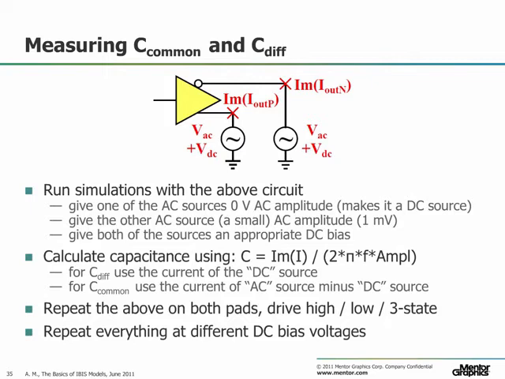This way, the current measured in the 0 AC source will give us only the differential components of the capacitance, while the other source will give us the total capacitance including the differential and common mode components. We can obviously calculate the common mode capacitance from these measurements by employing a simple subtraction.